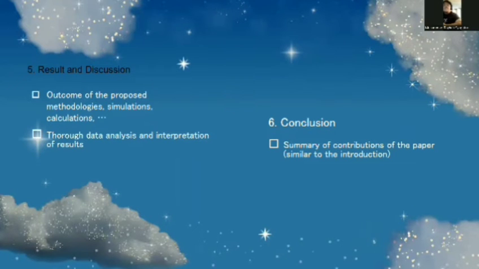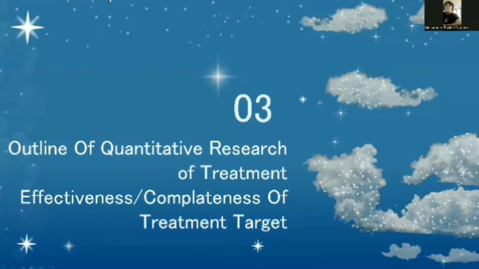The fifth is results and discussion. It has the outcome of the proposed methodologies, simulation, calculation, and thorough data analysis and interpretation of results. The sixth one is conclusion, and it has a summary of the contribution of the paper. Okay, thank you.